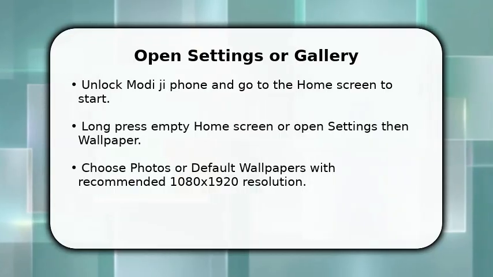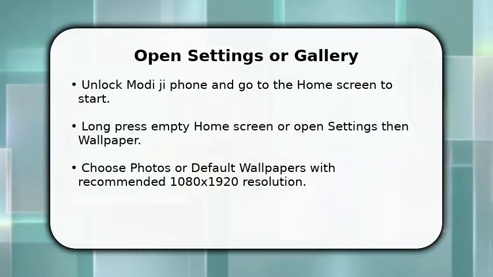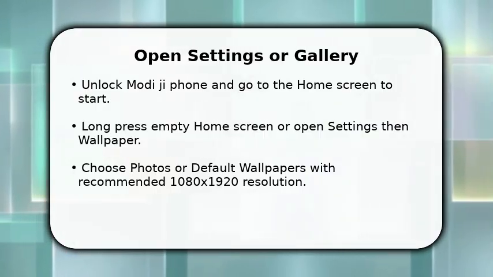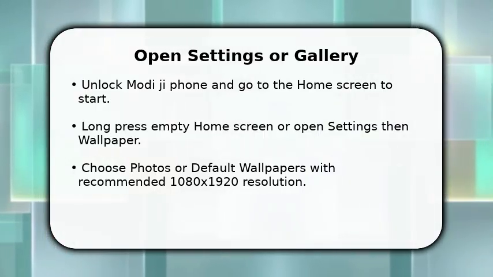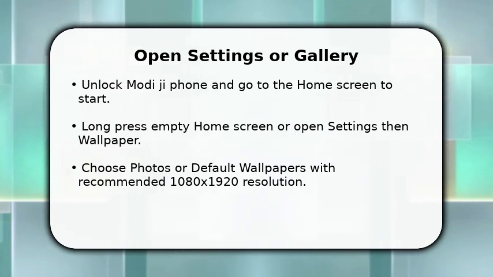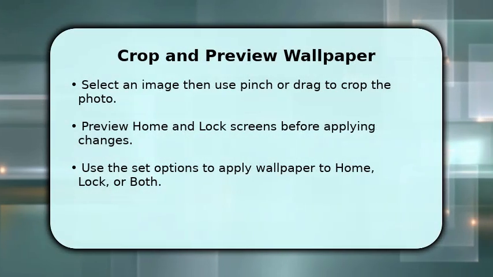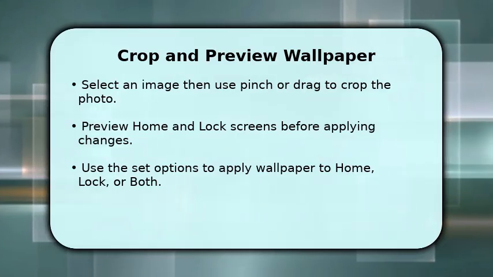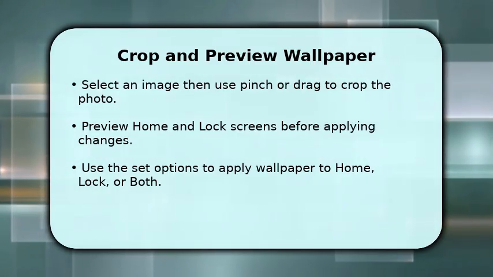Tap Gallery or Photos to pick a custom image from your albums. Select a default wallpaper if you prefer pre-installed images, sized at 1080 x 1920 for best fit. Select your chosen image and enter the crop editor to adjust framing. Use 2 fingers to pinch or spread and drag the image until it fits the preview area.